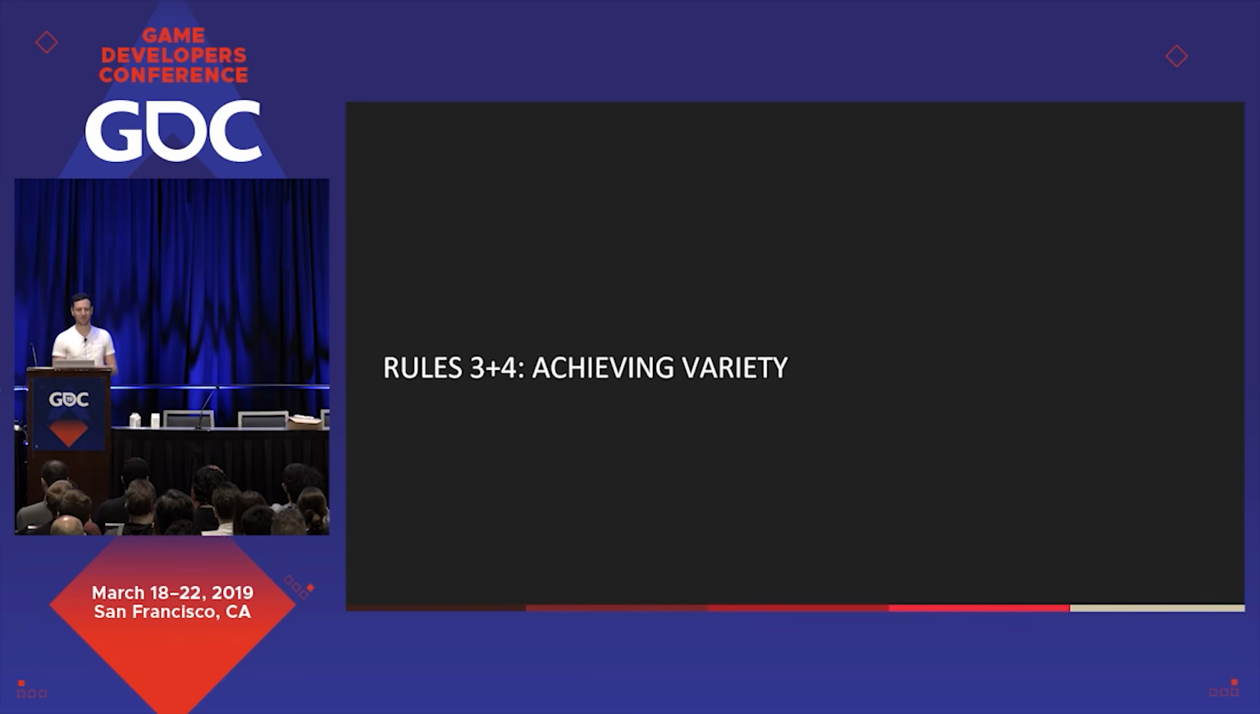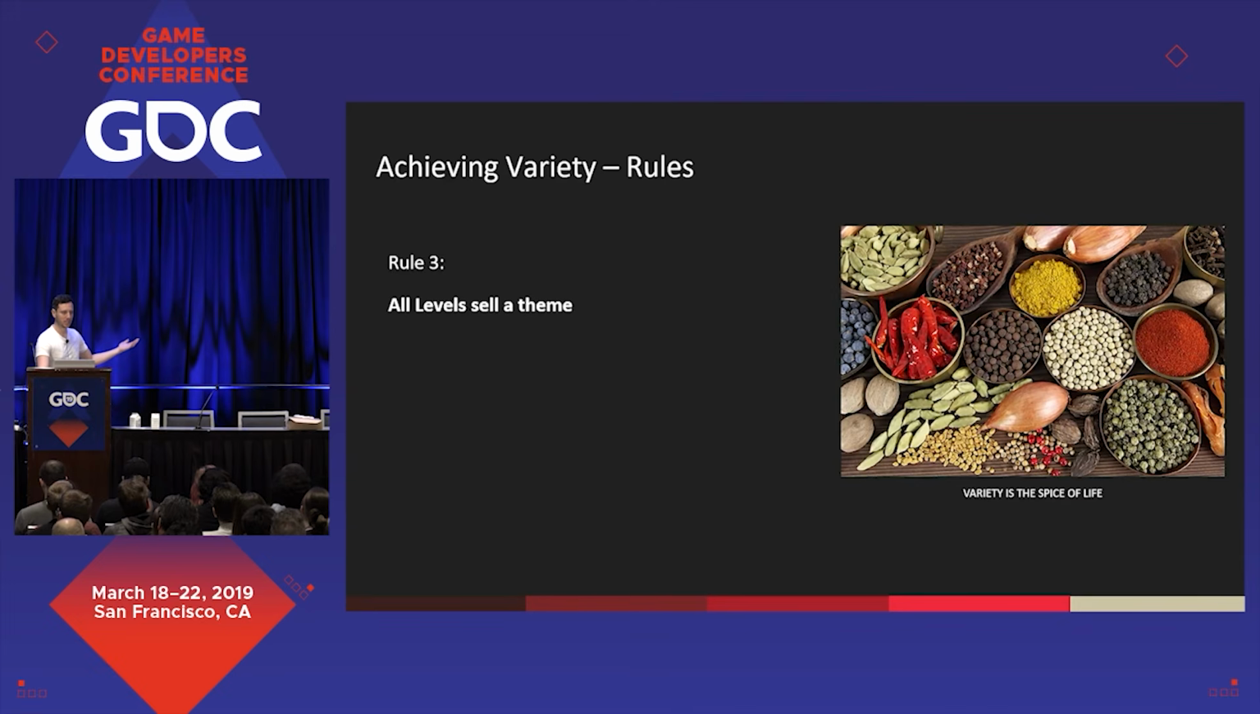And also players often tell us that they feel like it keeps moving from a moment-to-moment perspective, that it stays fresh. So with that in mind, I want to detail 2 rules that I think are really important for achieving variety. The first is that all levels sort of promote or sell a major theme throughout the level. I'm fond of saying good levels have a strong theme.